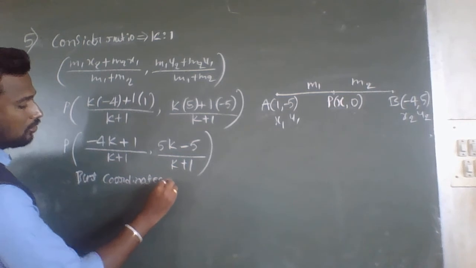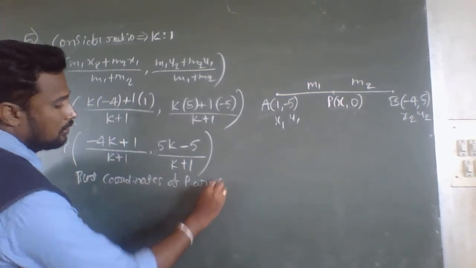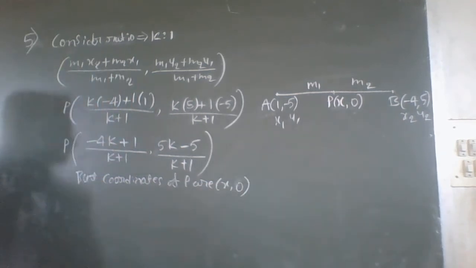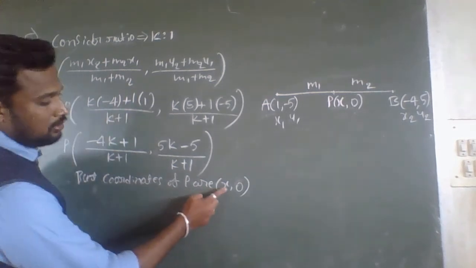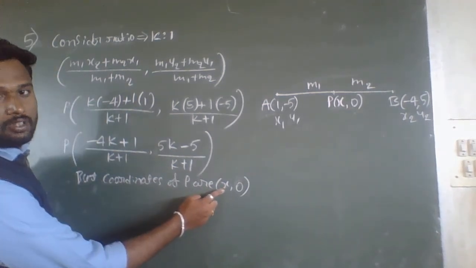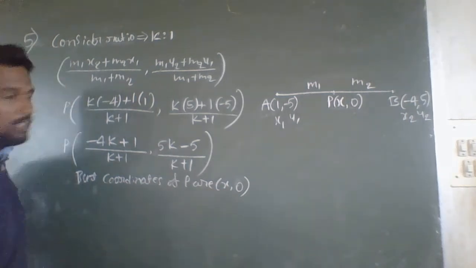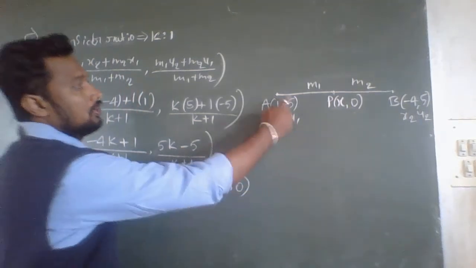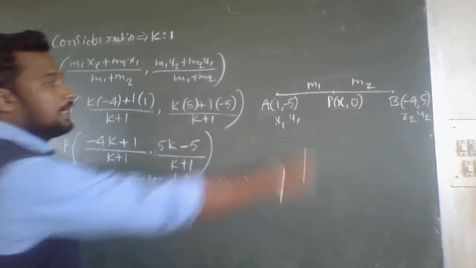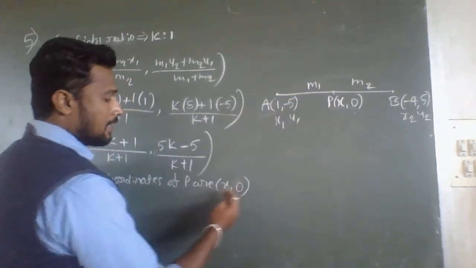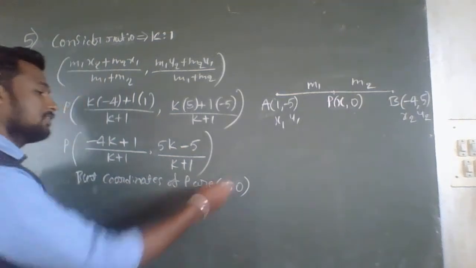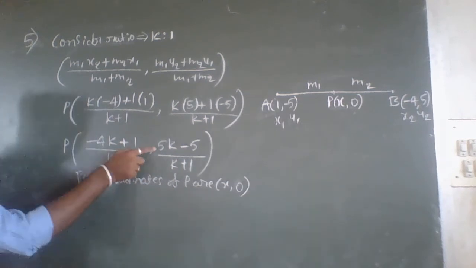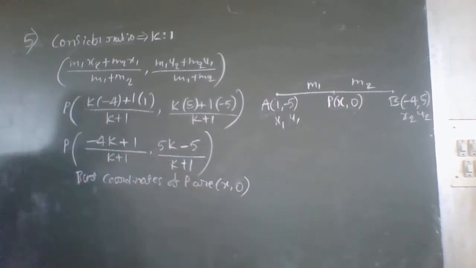The coordinates of P are x comma 0. So here what do we know? We don't know the value of the x coordinate, so this is considered as x here, but the y coordinate value is 0, because this line segment AB is divided on the x-axis. So we know that the y coordinate value is 0. So now here also this y coordinate is equal to this 0.